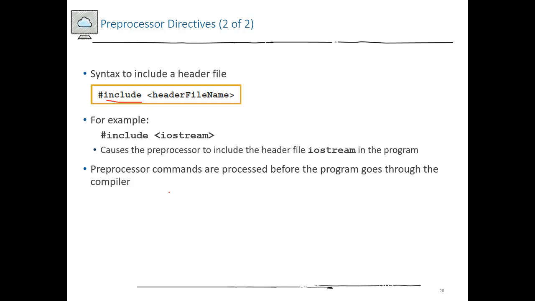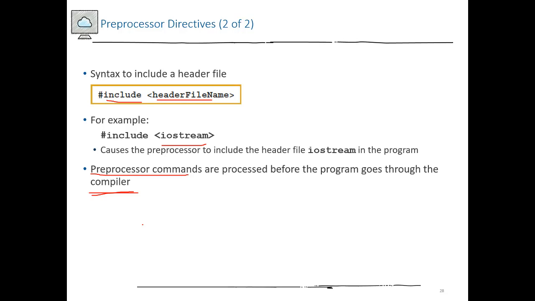Preprocessor. So in here, the include contains the header file name, and iostream is then the file name for that preprocessor. Now, preprocessor commands are processed before the program goes through the compiler. Like I said, it's a step that is before the compiler kicks into action.